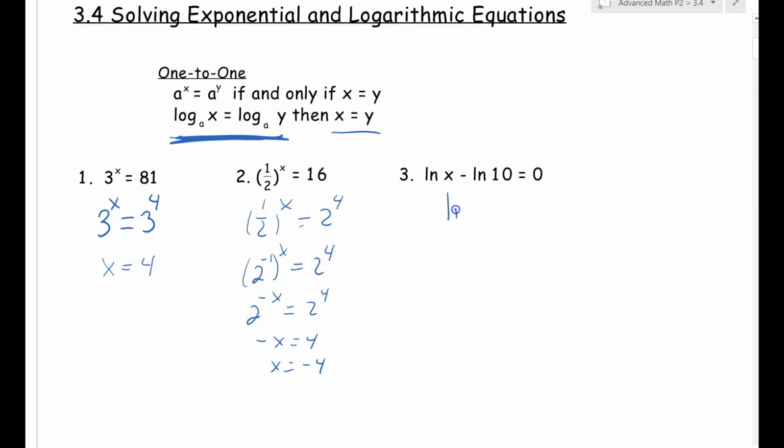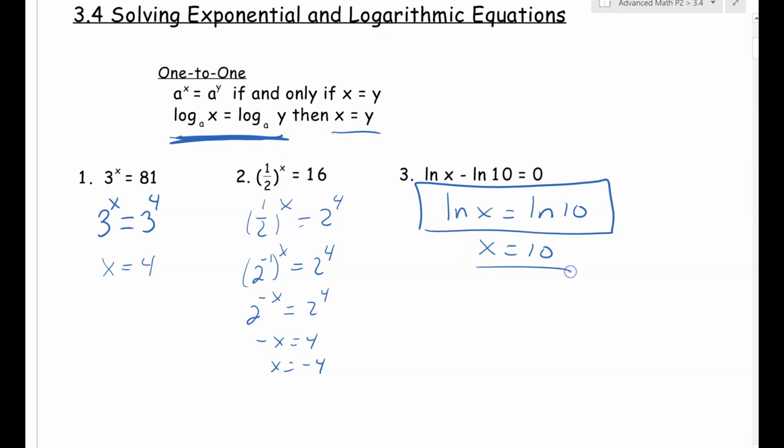To do that, we're going to add ln 10 to the other side, and now they're both taking the natural logarithm of the same thing, so that means x equals 10. Okay, and we're going to come back to this in the next video in particular and talk about this idea of getting things to look like this, ln of x equals ln of 10, so that we can just set those equal and solve.